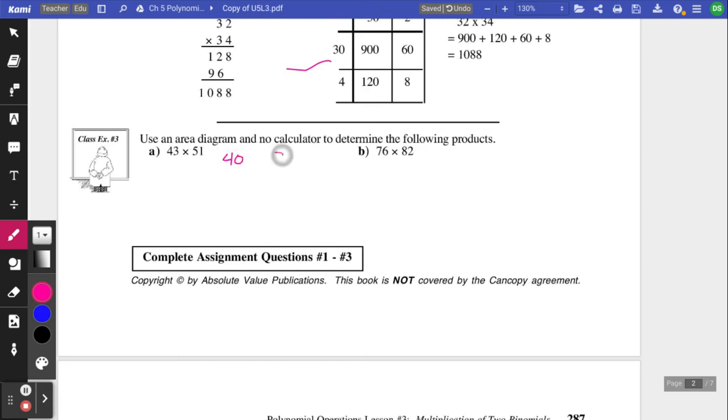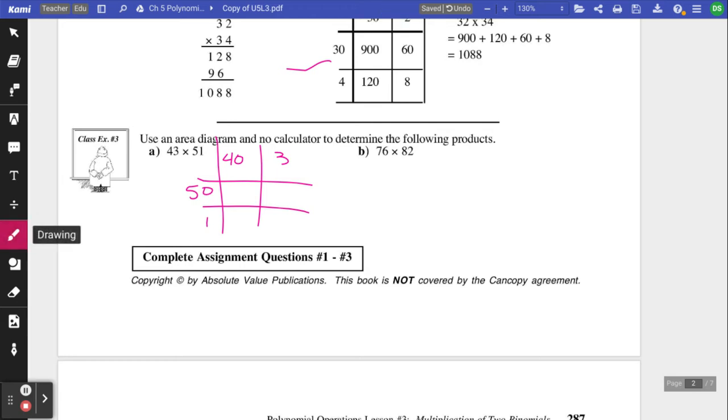40 and 3 and 50 and 1, right? Well, let's just do this real quick, just for fun. And then 40 times 50 is 20 with 2 zeros on the end. Do you know how I did that? The 4 times the 5 is the 20, and then there's a 0 here and a 0 there, correct? 3 times 50 is 150. We have a 40 and we have a 3. Now you just have to add them all together.